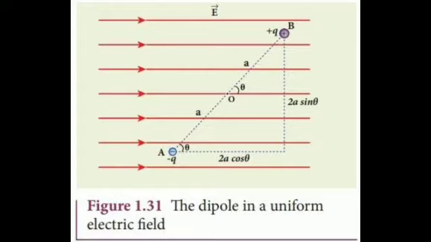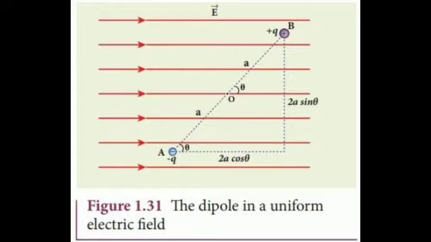To rotate the dipole from its initial angle theta dash to another angle theta against the torque exerted by the electric field, an equal and opposite external torque must be applied on the dipole. So the work done by the external torque to rotate the dipole from angle theta dash to theta at constant angular velocity is W is equal to the integral from theta dash to theta of torque ext d theta.